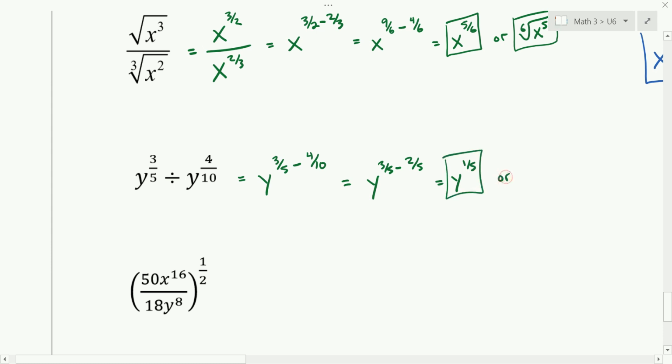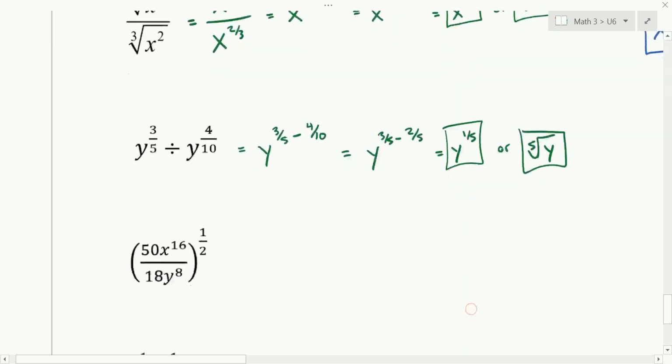Or the 5th root of y. Okay. How about this next one? Did anybody run into difficulties on this next one? It just depends how you handle it.